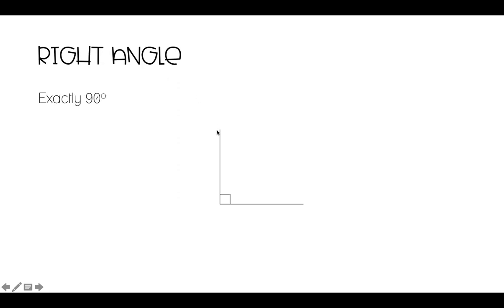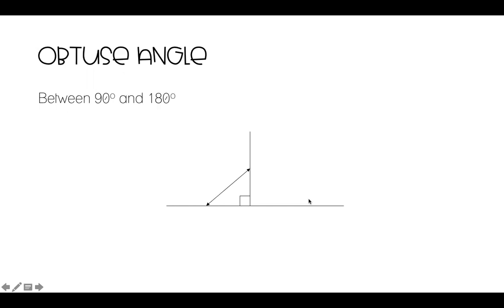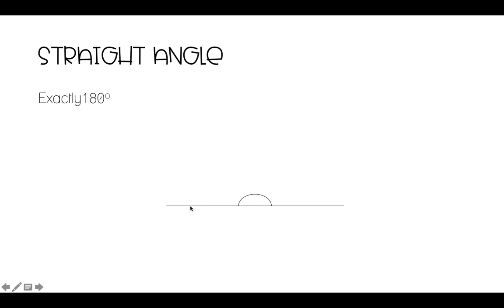Then we have a right angle, which is exactly 90 degrees. So imagine a floor and a wall, that's a right angle. Then we have an obtuse angle, which is greater than 90 but less than 180. So it's not exactly 90 and it's not exactly 180, but it's in between that. Then we have a straight angle, which is exactly 180.